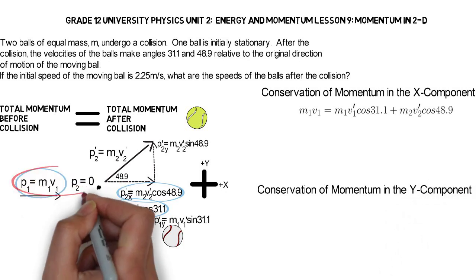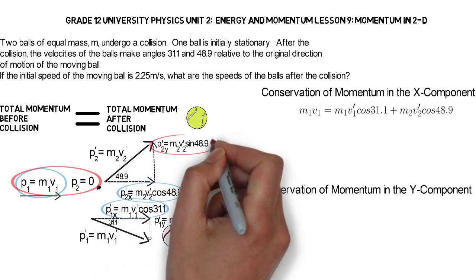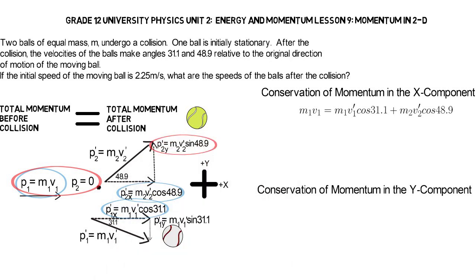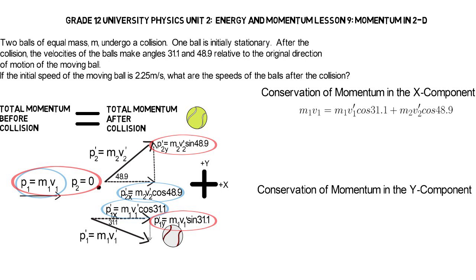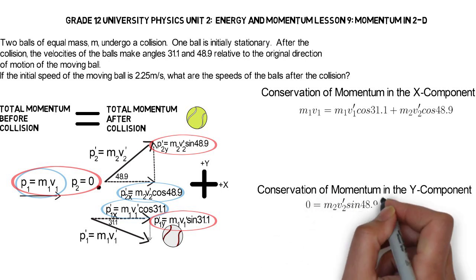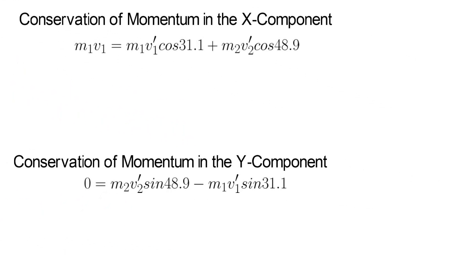Now initially, there is no momentum in the y component. Our first ball is simply moving to the right, which is parallel to the x component, and our second ball has no momentum at all. After the collision, however, we have one ball moving with a component in the y direction up and one in the y direction down. Since we've labeled our positive direction to be up, we'll take that direction to be positive, and our other ball, which has a downwards component, to be negative, and we'll write this in the equation.